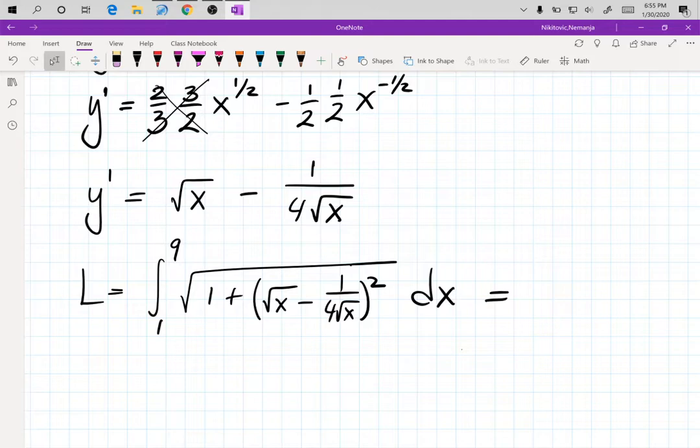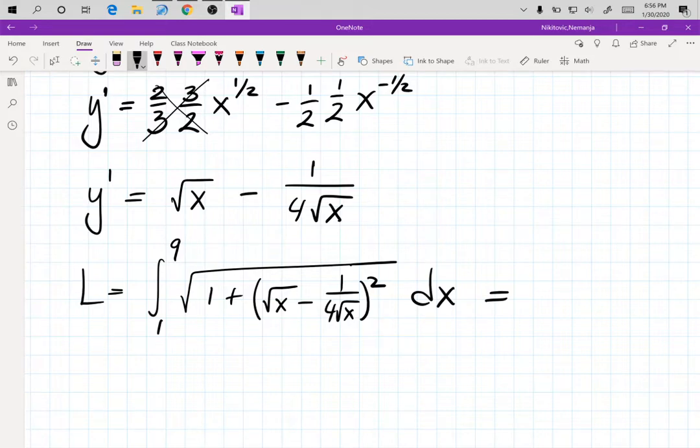We have to integrate this. U-substitution doesn't work here because there is nothing in front of square root of x to be the derivative of what's under the square root. So hopefully there is another trick, and there is. The only thing we can do here is square the binomial, right?